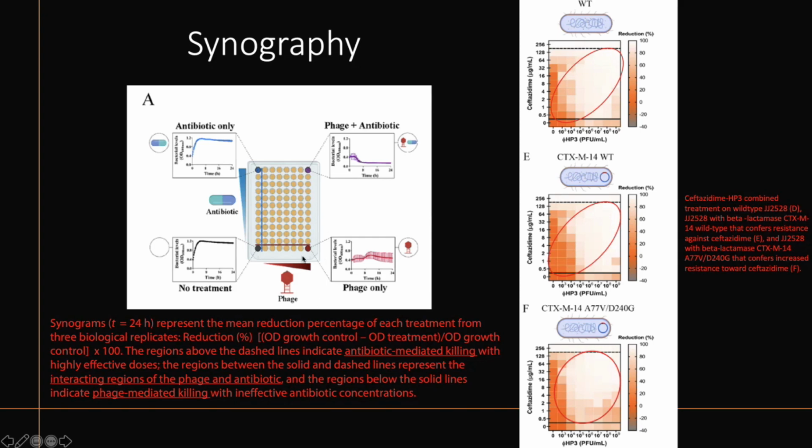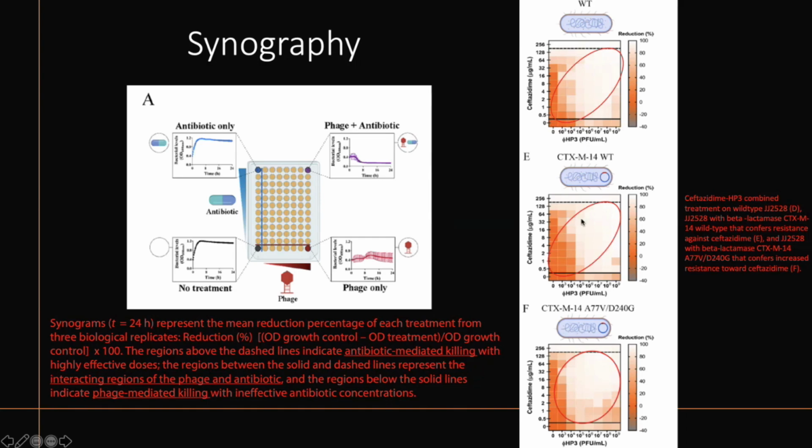And essentially, this creates three regions, right? The antibiotic mediated killing region, which is mostly the region above the dash line. So this region right here will be the antibiotic killing region only, above the dash lines. And then you have the region between the dash and the solid lines. This is the synergy region. This is where you can find the synergy. And then the phage-mediated killing region, which is the region below the solid line right here.